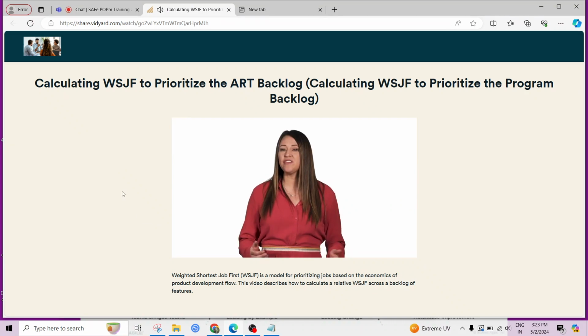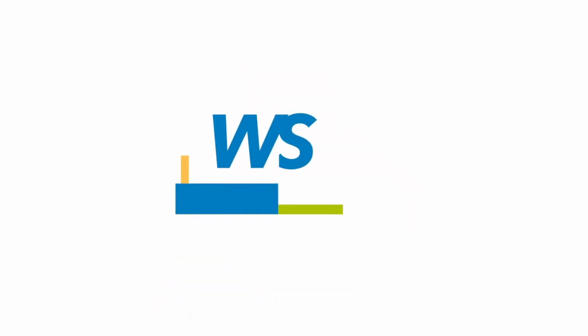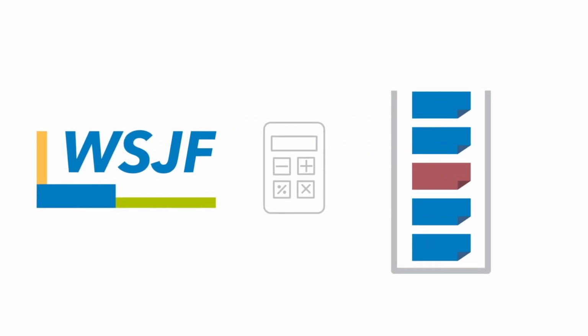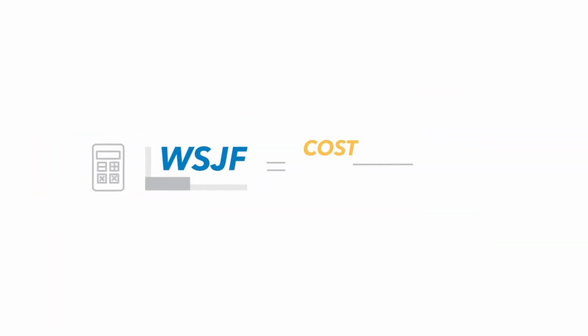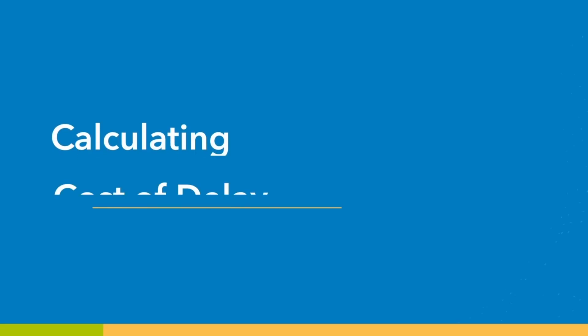Use WSJF to prioritize jobs of any type. In SAFe, we use it to prioritize epics, capabilities, and features as they work their way through the respective Kanban systems. This video describes how to calculate relative WSJF across a backlog of features. To calculate WSJF, we need to estimate the numerator, cost of delay, and the denominator, job duration.